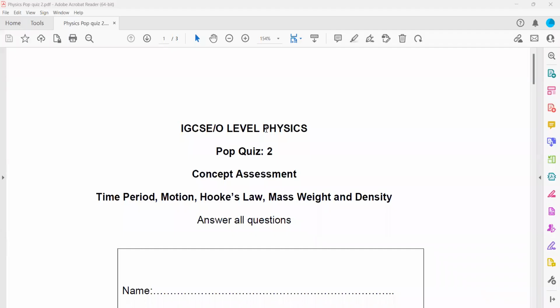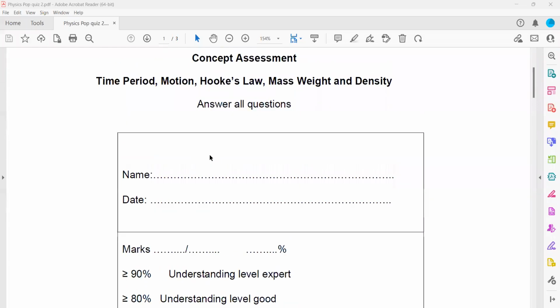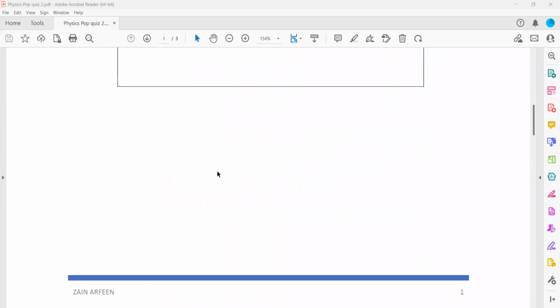So this one is the pop quiz 2 of IGCSE physics. The topics related to this pop quiz: time period, motion, Hooke's law, mass, weight, and density work.